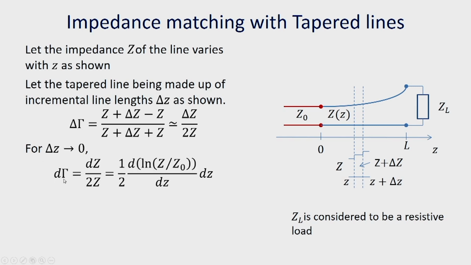Now, when this delta Z tends to 0, this length tends to 0, we can write delta gamma as d gamma. So, d gamma becomes equal to d of capital Z divided by 2 Z, and this can be written in this form, half d of log capital Z by Z naught divided by d Z into d Z. This can be seen from here, because d of log of capital Z by Z naught by d Z into d Z is essentially d of capital Z by capital Z.